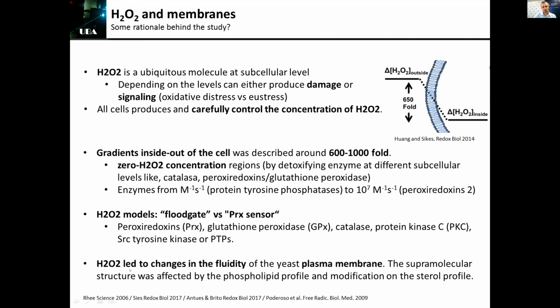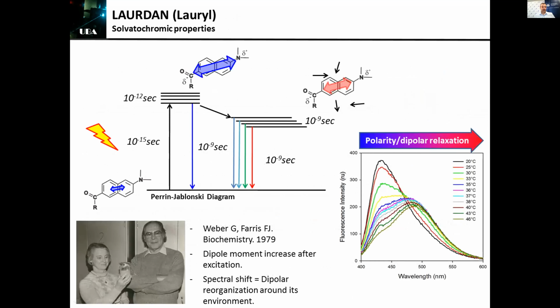One thing that we knew before we started this was that hydrogen peroxide can change the fluidity of the plasma membrane in yeast. This produces a reorganization in the supramolecular structure of the membrane, measured by polarization in a cuvette using diphenylhexatriene. As I said before, we addressed the problem using Laurdan, in which the substitution at this point is a lauryl group. This was designed, as I said before, by Gregorio Weber and Faye Farris.